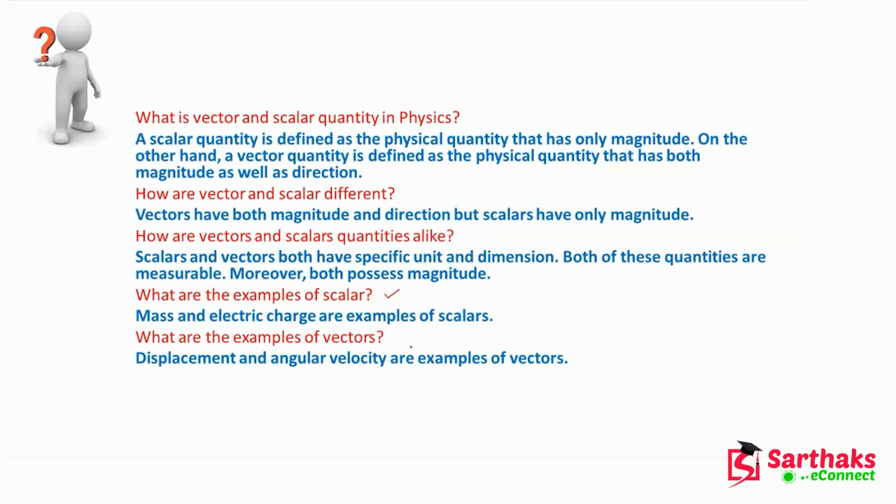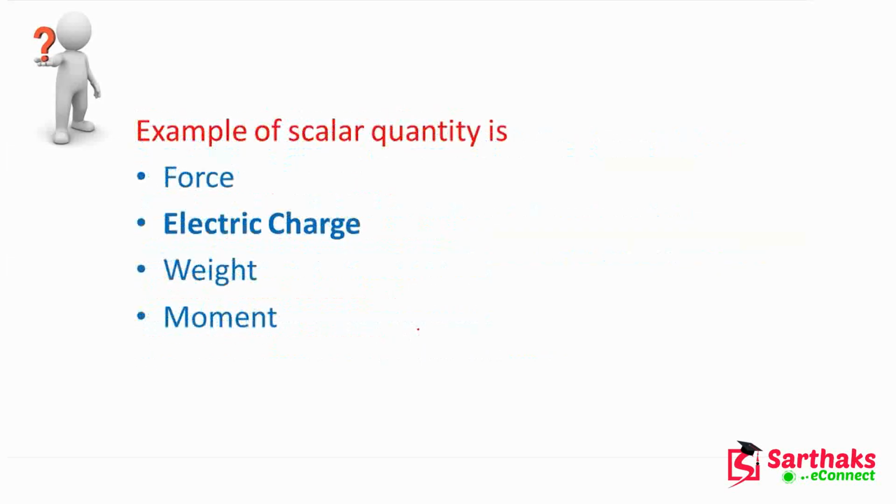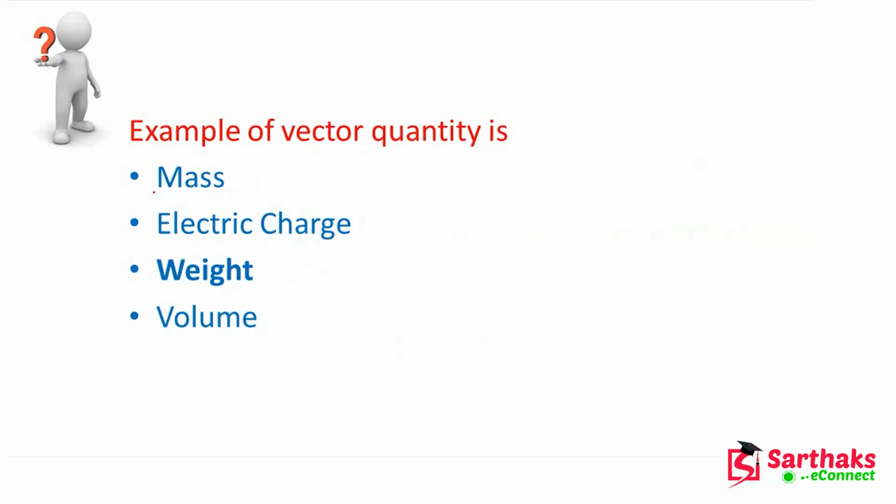What are examples of vector? A lot of examples I have given. You just take any one: displacement, angular velocity. So you can do. Now, an example of a scalar quantity. There are 4 quantities mentioned here. Among these, electric charge, because force has some direction. Force has some direction. Weight and moment, all these 3 have direction. But electric charge has no direction. For the vector quantity among these 4, weight.